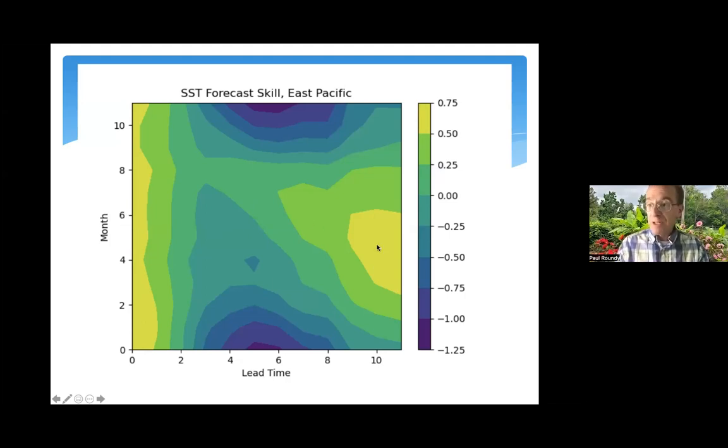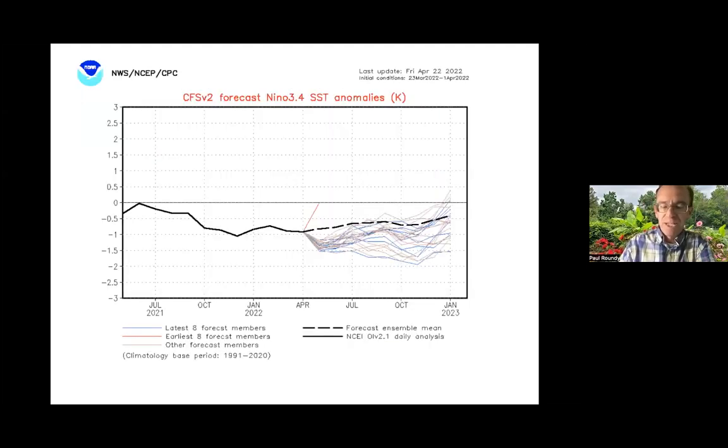This is a blind forecast set from a wholly independent data set. You're more able to predict what comes up in the following year than you are the following summer. The following cold season, I mean, you get more skill.